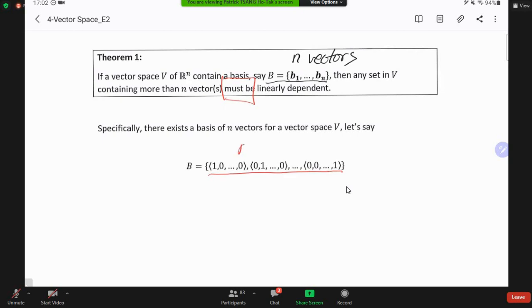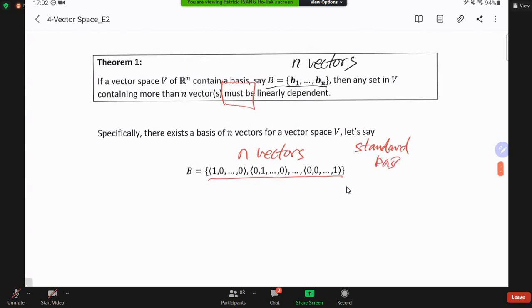Okay, so there are n vectors. We have a special name for this kind of basis, which is called the standard basis. You can check the last section. Before we start today, in the last class, at the end, we discussed the idea about the standard basis. We borrow the same idea here.